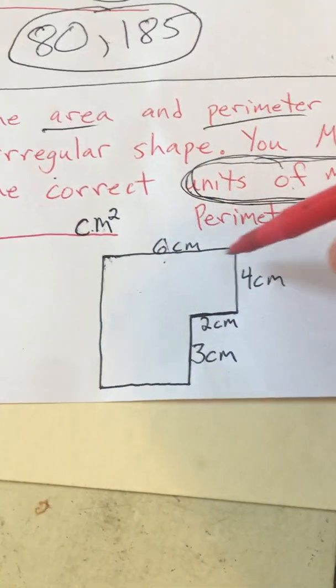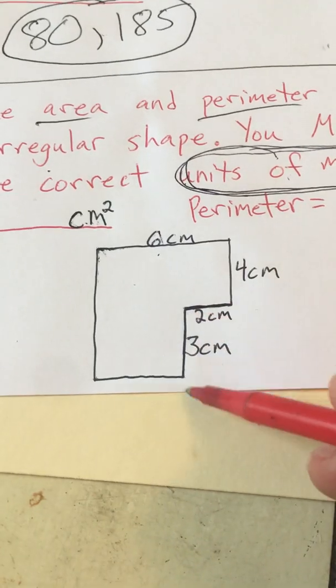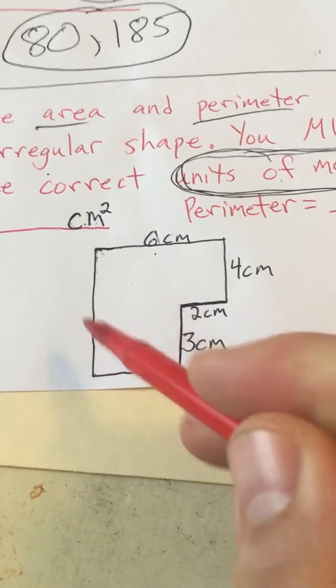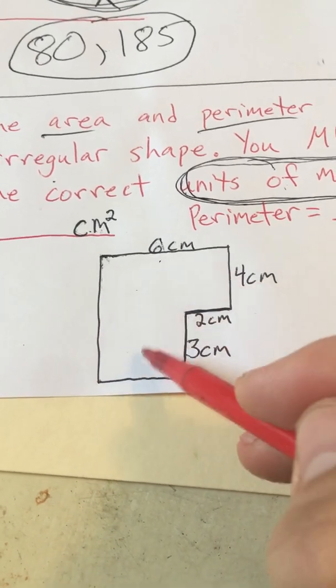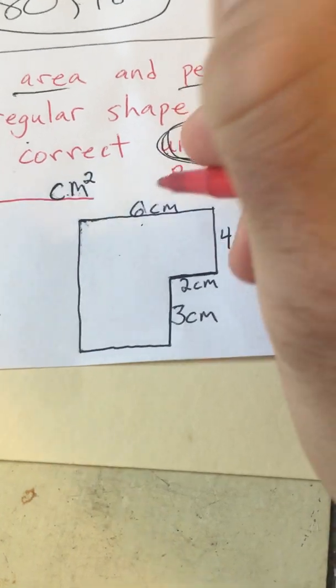So let's check it out. We got 6 this way. We can't just do length times height because this piece here is cut out of it. It's missing. So we need to find 2 rectangles here. We can cut it and make it 2 rectangles, or we can cut it here and make it 2 rectangles. But first we got to find all the sides.